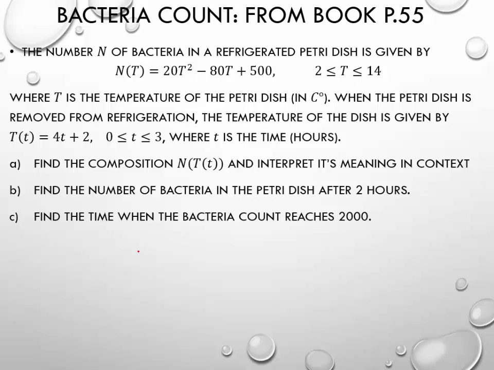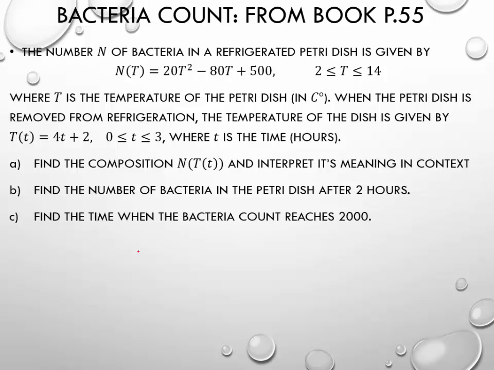N of t equals 20t squared minus 80t plus 500, where 2 is less than or equal to t, less than or equal to 14, where t is the temperature of the petri dish in Celsius. When the petri dish is removed from the refrigerator, the temperature of the dish is given by big T of little t equals 4t plus 2, where 0 is less than or equal to t, less than or equal to 3, where little t is time in hours.